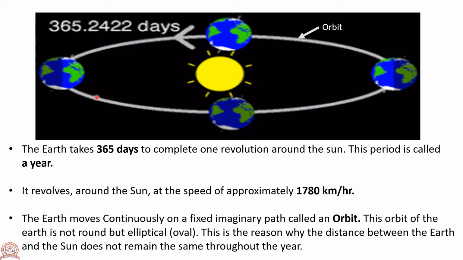It revolves around the sun at a speed of approximately 1780 km per hour. The earth moves continuously on a fixed imaginary path called an orbit. This orbit of the earth is not round but elliptical or oval in shape. This is the reason why the distance between the earth and the sun does not remain the same throughout the year.